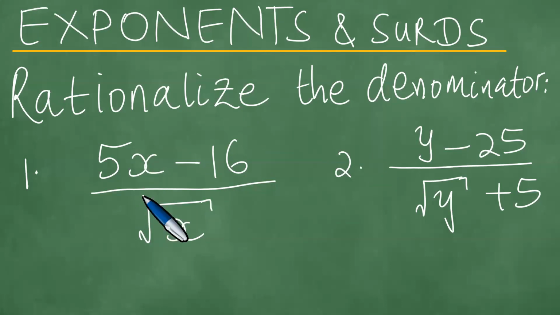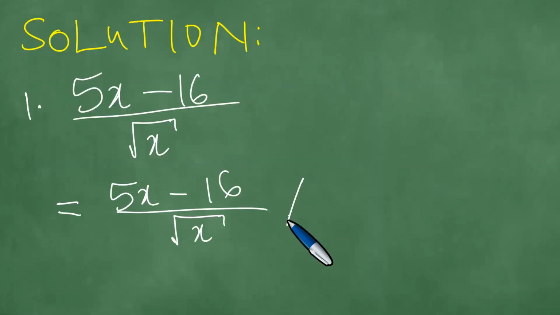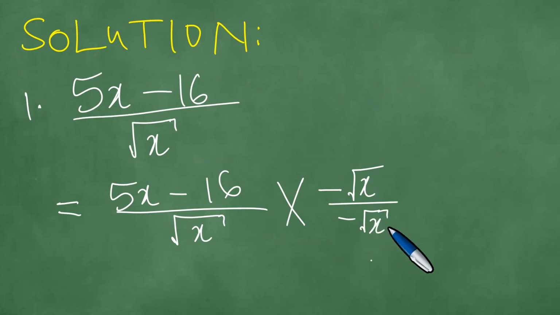To rationalize the denominator, for instance in the first case, given 5x minus 16 over square root of x, we multiply by what? Strictly speaking, we need to multiply by negative the square root of x over negative the square root of x. The practice is to make the square root negative. Are we together? Negative divided by negative is positive, so even if you multiply by positive over positive square root, it's the same thing.